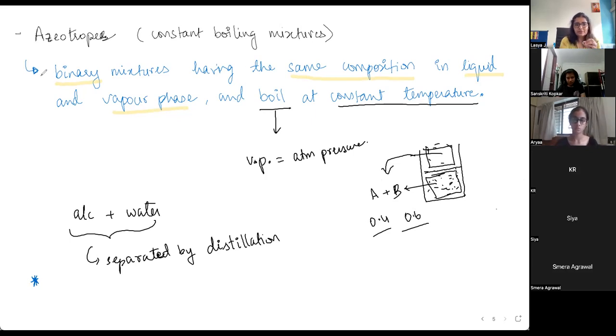So this is the definition. What do you mean by azeotropic mixture? The binary mixtures that have the same composition in both liquid and vapor phase, and they boil at the same constant temperature.